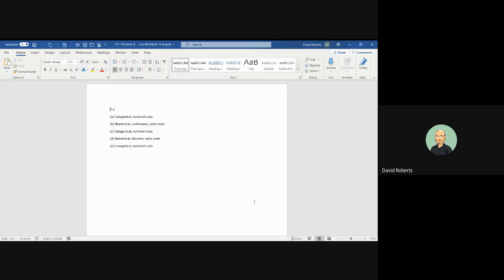Part C, whether an individual uses a mobile phone to stream video. It's categorical, and again, it is a nominal scale because there's no numbers attached.